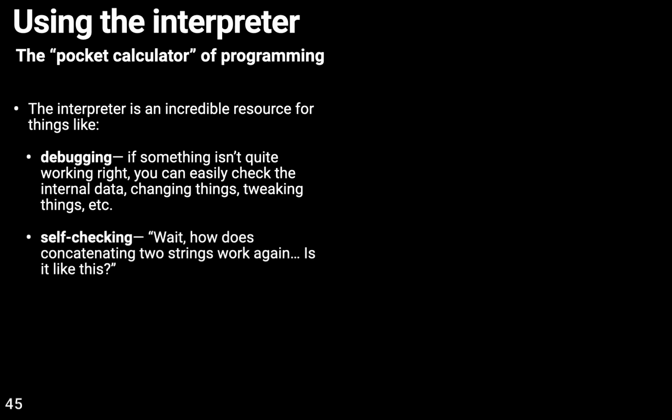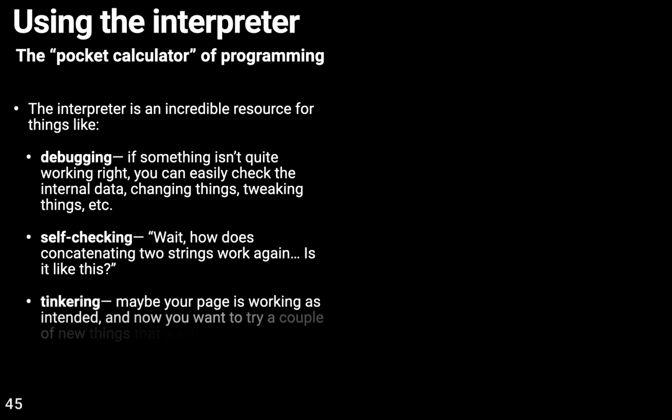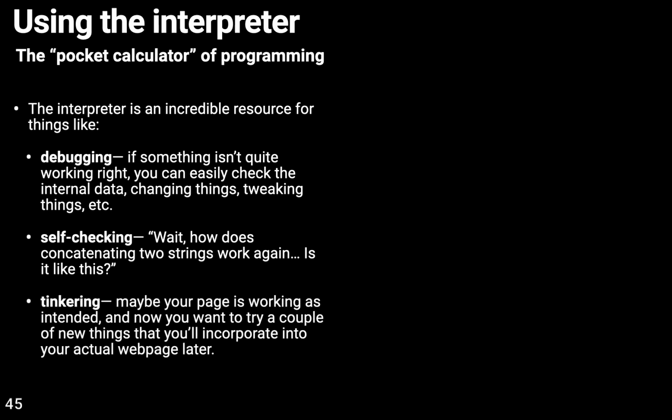Self-checking for basic things like, okay, I need to write a function that does X. I need to write a piece of code that does this thing to an array. Or, ooh, what was the name of that function I wanted to use again? Just popping right into the interpreter and starting to type these things out gives you tons of feedback. It helps you learn. And then also just tinkering. So maybe your page is working fine, and you just want to try a couple of new things that you'll actually incorporate later. You're allowed to just code it right there for a bit. So if your page is up and running and you've got a couple of things working, and now you say, what else can I do from here? It might give you ideas on what to do in a more stable point.